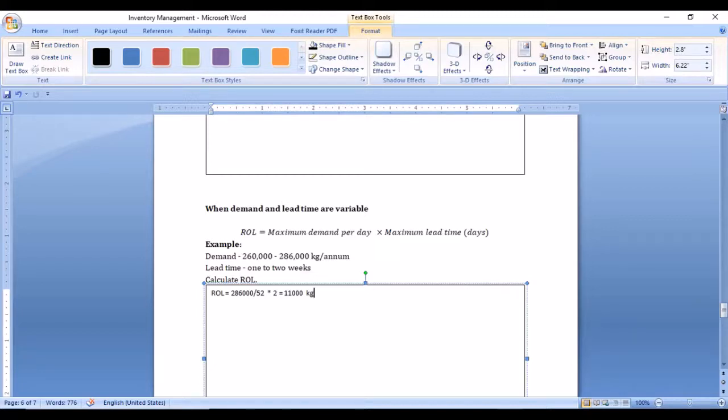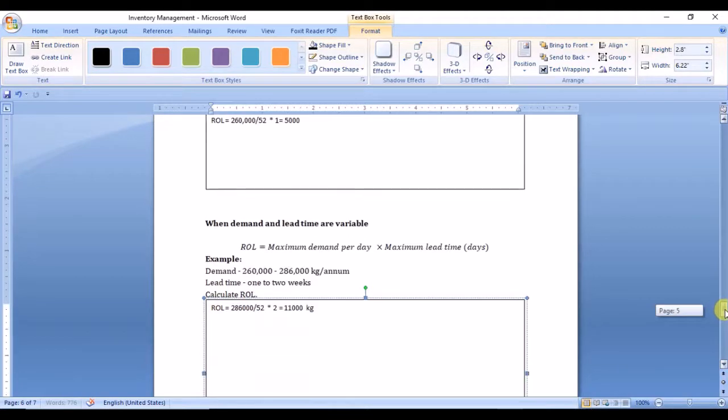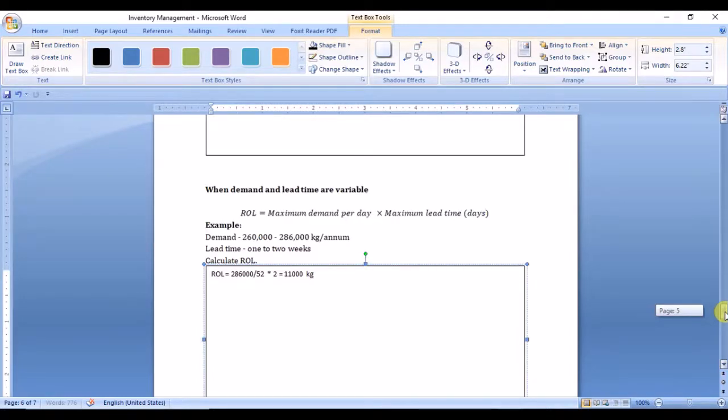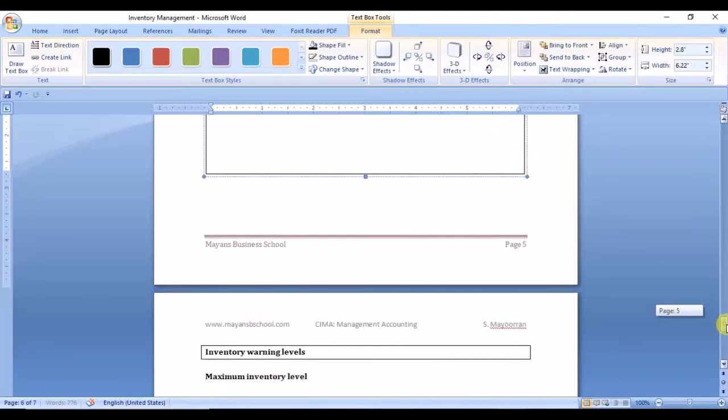So this is the reorder level calculation, right? I have done reorder level calculation in 2 methods. First one, where the demand and lead time are constant and they are known. Second one, there is uncertainty about the demand and lead time. Then what you take? You take the worst case scenario, maximum. Alright, so that's about it.